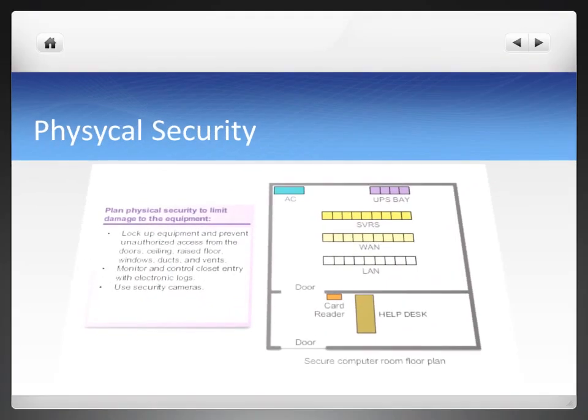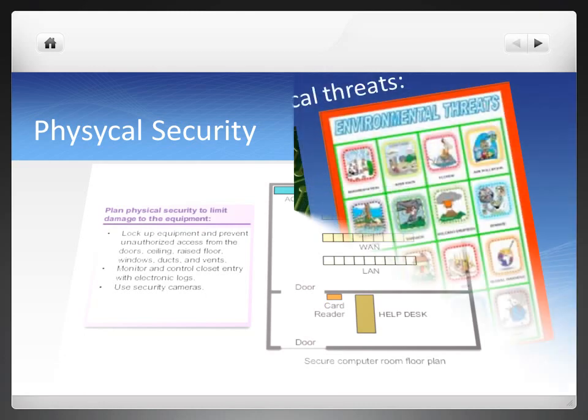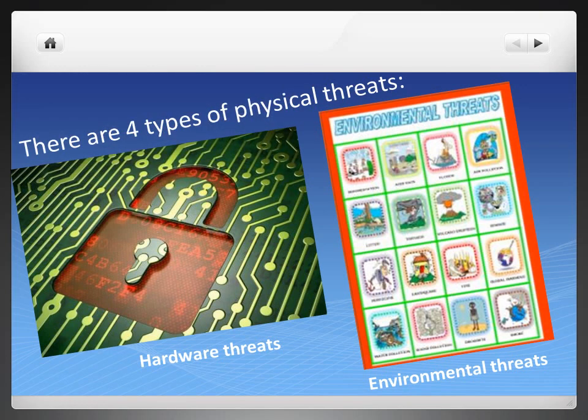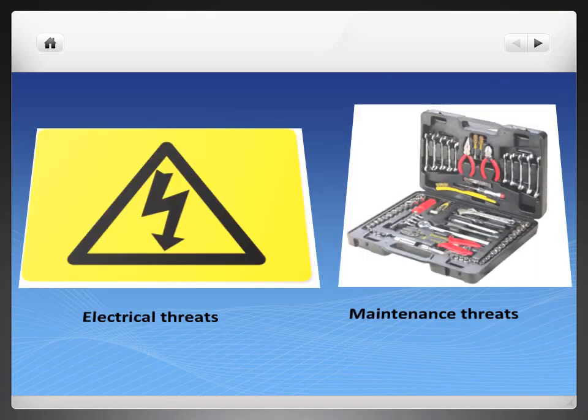Another vulnerability is the physical security of devices, and there are 4 types of physical threats. First one is hardware threats, that is physical damage to servers, routers, switches, cabling plant, and workstations. Environmental threats, electrical threats, and maintenance threats.